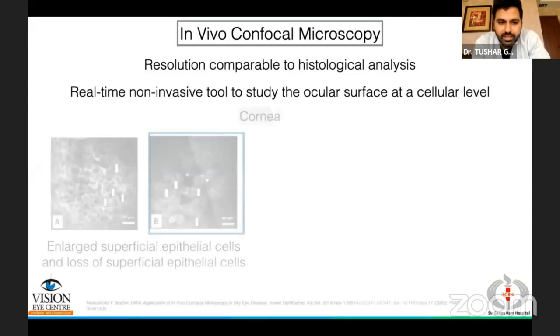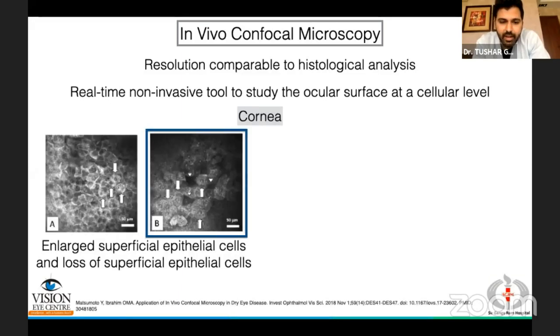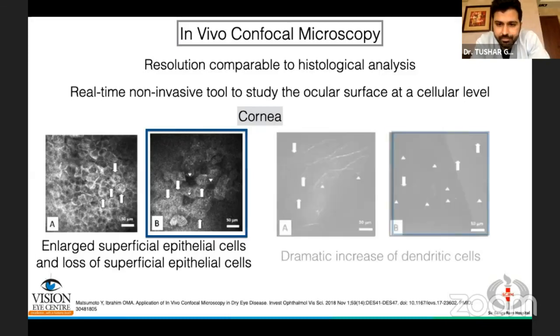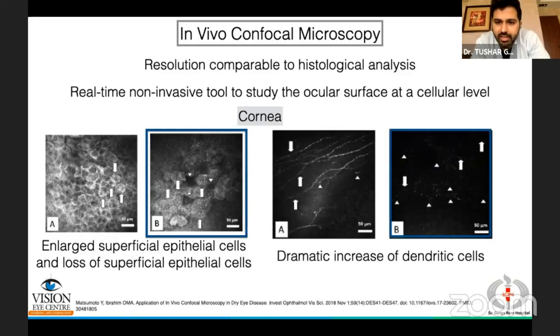When you look at this image of an individual with dry eye on the right side and a normal individual on the left side, you see that there are multiple enlarged superficial epithelial cells and loss of superficial epithelial cells in those individuals who have dry eye. What you also see is a dramatic increase of dendritic cells, which are basically inflammatory cells and antigen presenting cells. So that again indicates that there is inflammation in the eye secondary to dry eye.